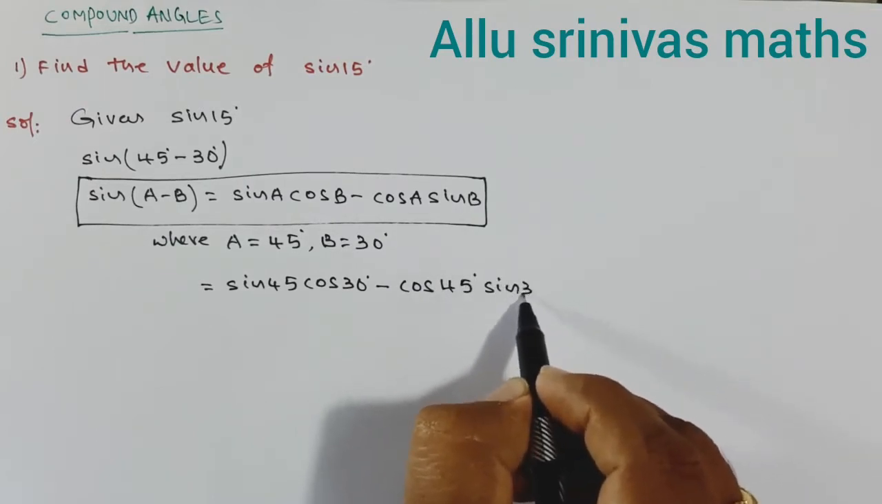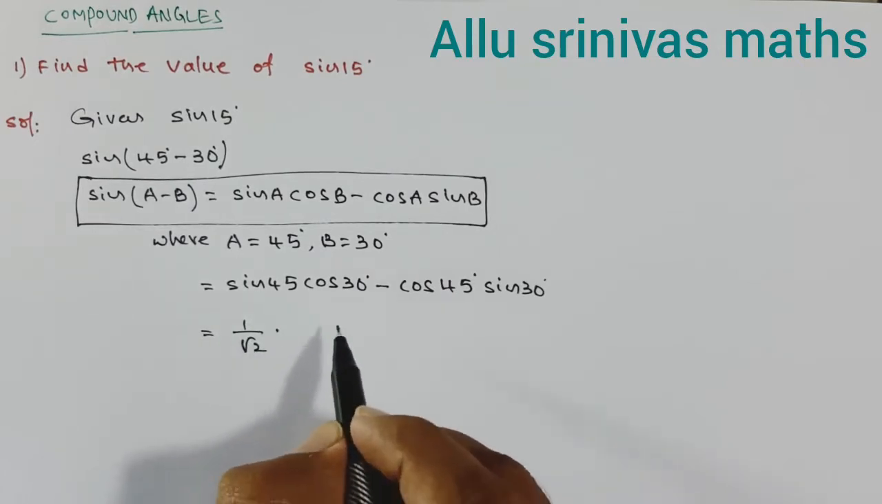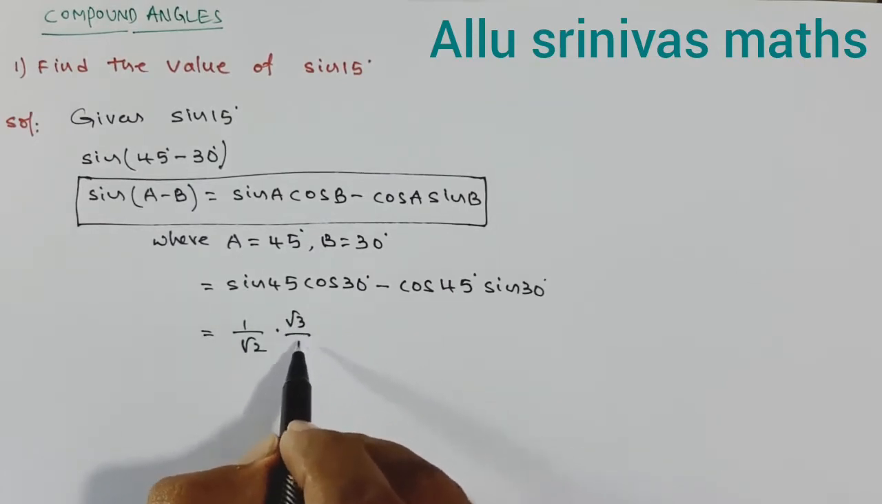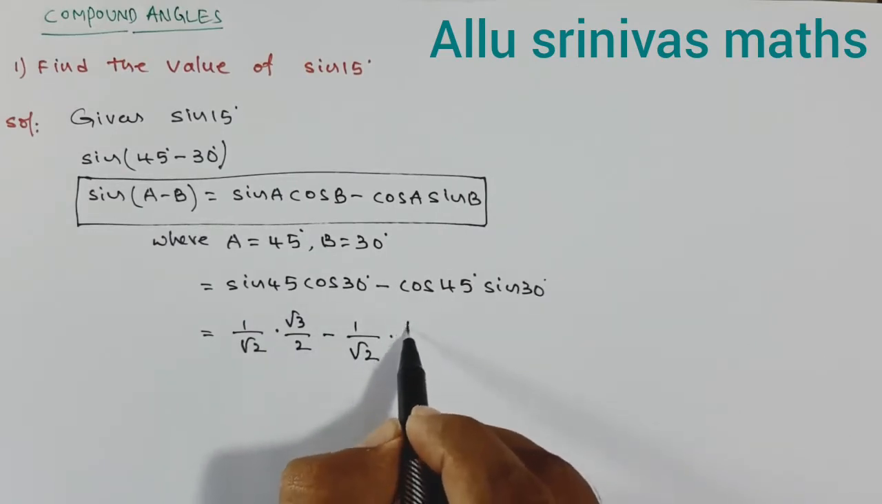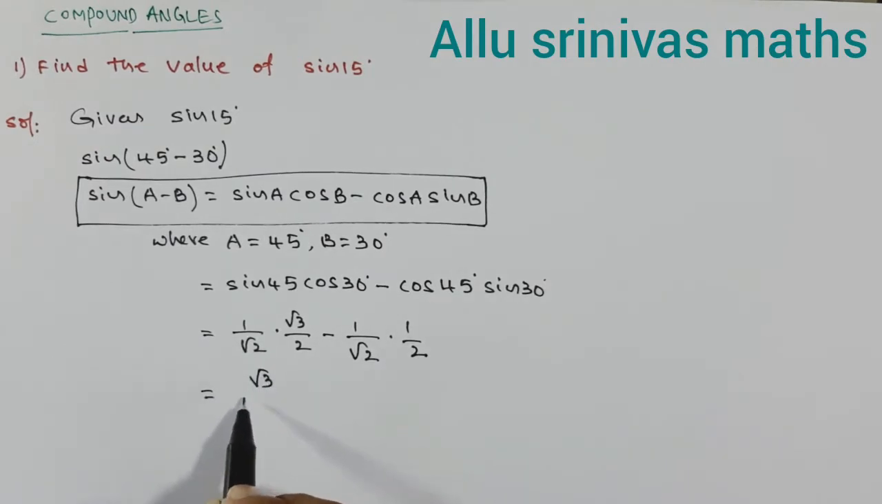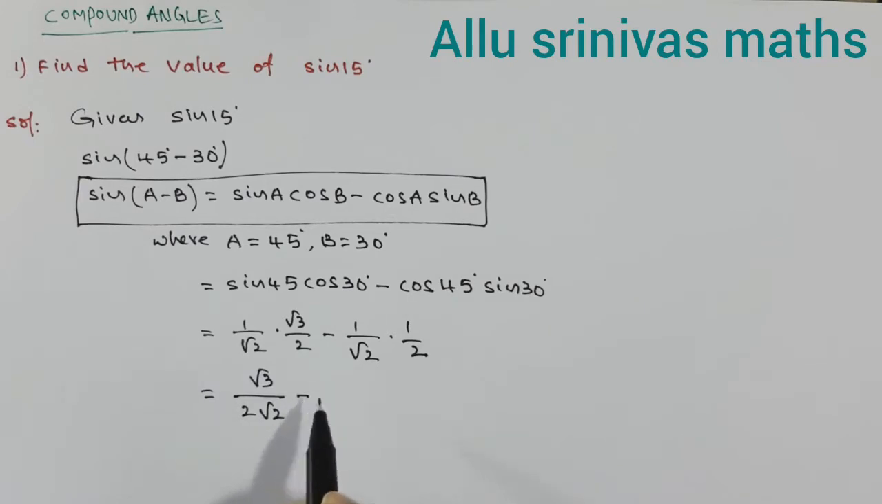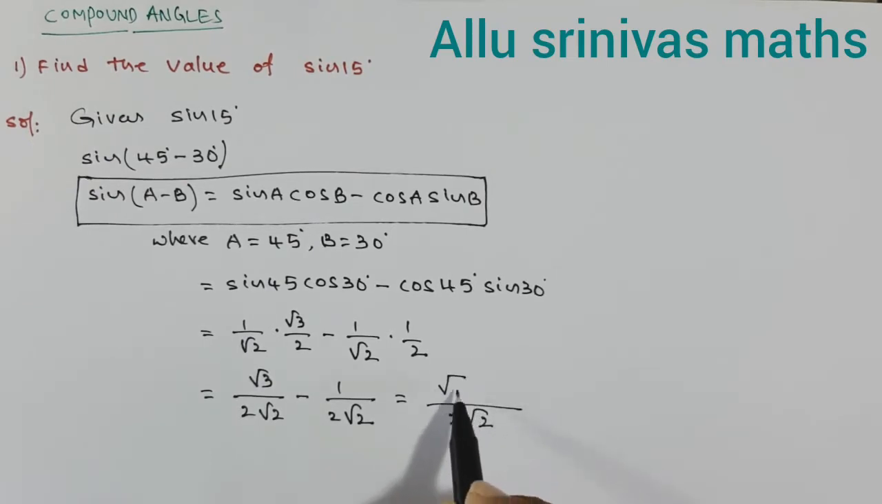We know the trigonometric values: sin 45 is 1 by root 2, cos 30 is root 3 by 2, minus cos 45 is 1 by root 2, sin 30 is 1 by 2. Multiply the two fractions, numerator into numerator: root 3 by 2 root 2 minus 1 by 2 root 2, and the LCM of the two fractions is 2 root 2. The numerator is root 3 minus 1. That is the value of sine 15 degrees.